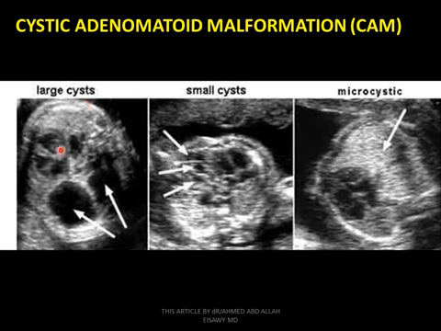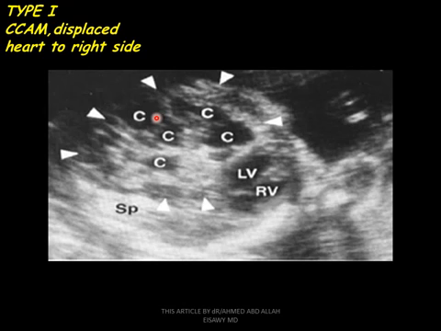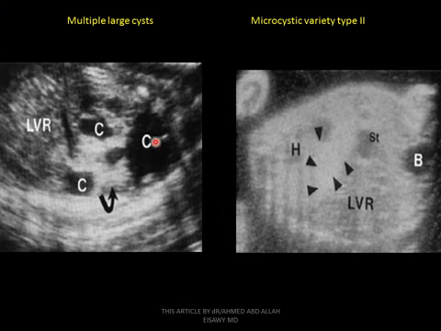Cystic adenomatoid malformation of the lung: multiple lung cysts, multiple small cysts, microcysts. These are the three types: microcystic, and the solid echogenic mass, the third type and the worst. Type 1 CCAM, with the heart placed to the right side, multiple cysts. And this is the heart, spleen, multiple cysts. Multiple large cysts, as we see, and this is the heart. Microcystic variety, type 2, is another image.